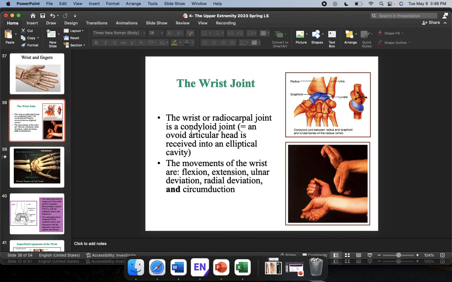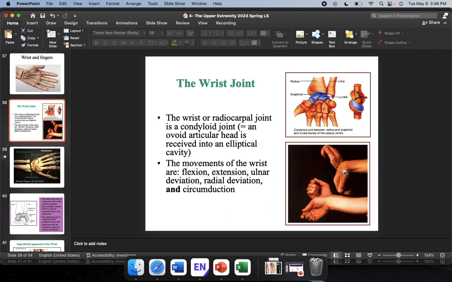The wrist joint is a condyloid joint, in which an ovoid articular head is received into an elliptical cavity. Here we have a convex wrist joint, which is ovoid, being received into a concave radius, which is elliptical. So we have a condyloid joint.